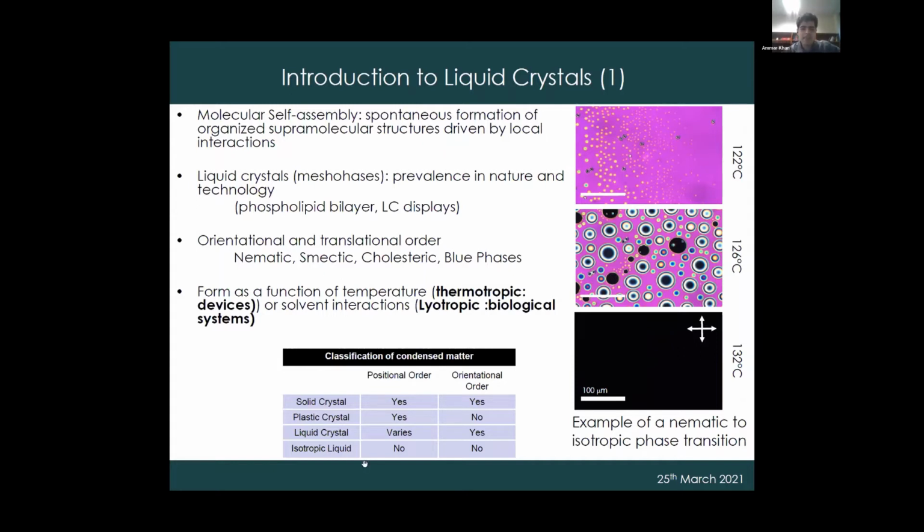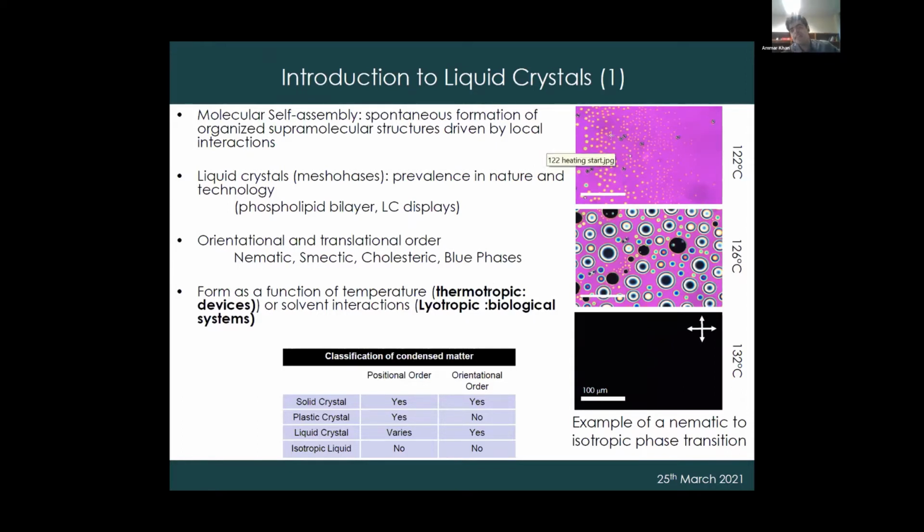So just to compare then, a liquid crystal can have a varying amount of positional order, and almost always they have some orientational order. An isotropic liquid would have neither of those. A plastic crystal would allow some positional order of whatever constituents it has, but no orientational order, and a solid crystal would have both. On the right here, you have an example of a thermotropic liquid crystal, those liquid crystals that form as a function of temperature.